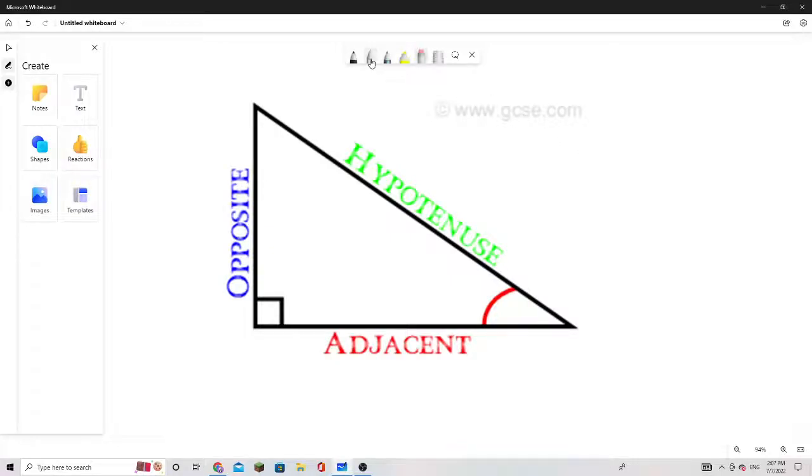Today we are going to be learning about trigonometric values. Now, as you can see on the screen, we have a right angle triangle, but it's labeled with all of these words like opposite, adjacent, and hypotenuse, and we're going to be unpacking what they mean.